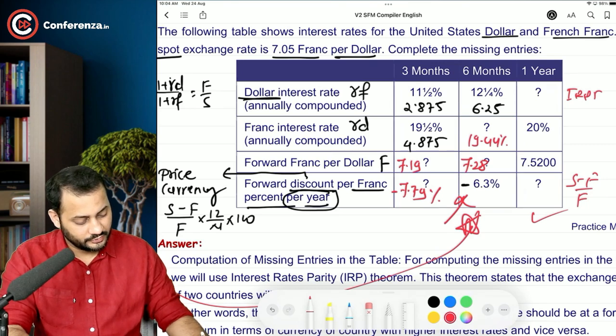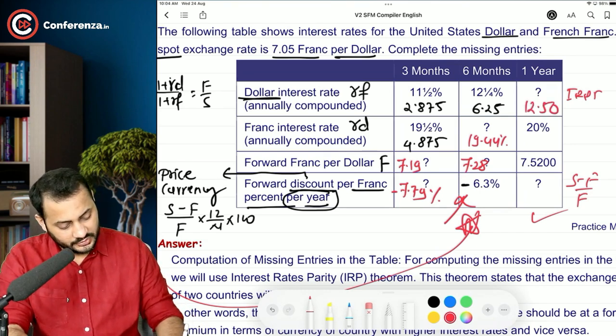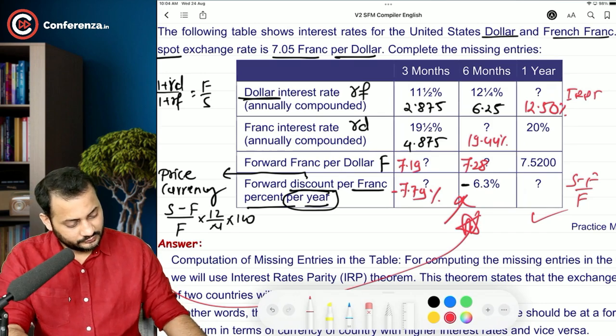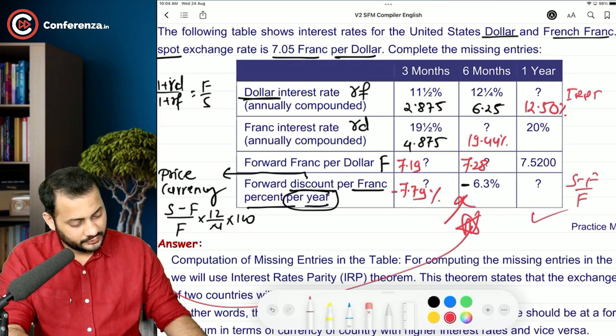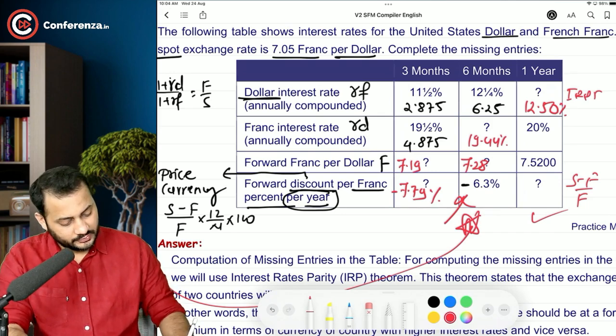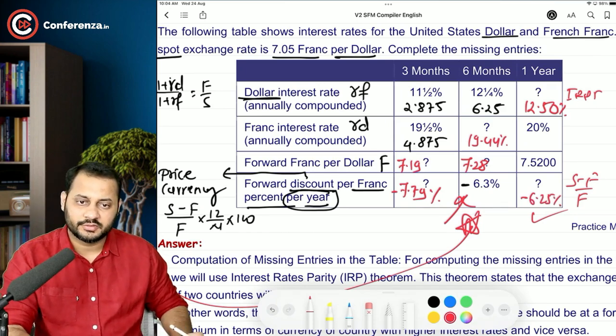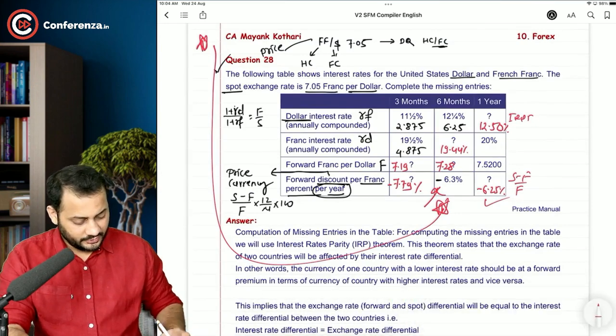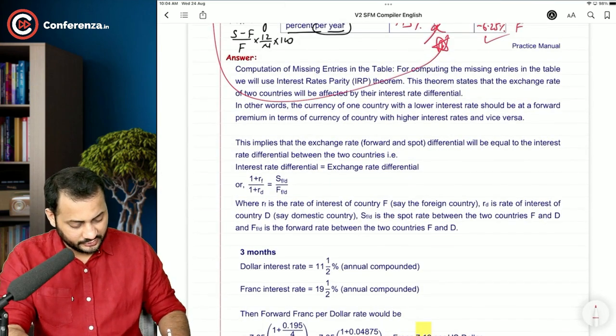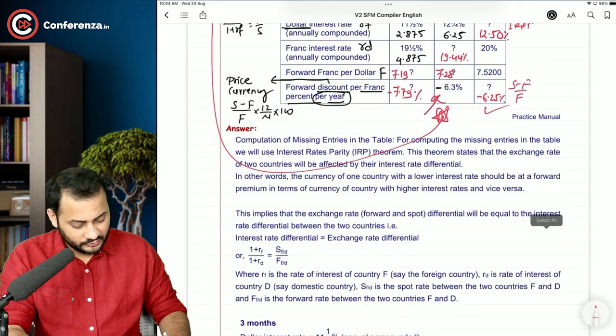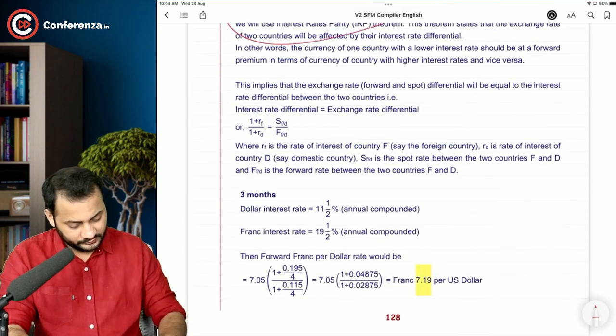7.05 into 1.20 divided by 7.52, 12.5% will be the answer for this, and 7.05 minus 7.52 divided by 7.52 into 100, 6.25% is the answer for this. Now you can cross check the answer, but let's go through the Institute's answer. The Institute has messed up in many places. So let me take the first 3 months.